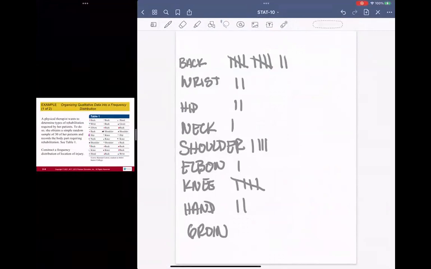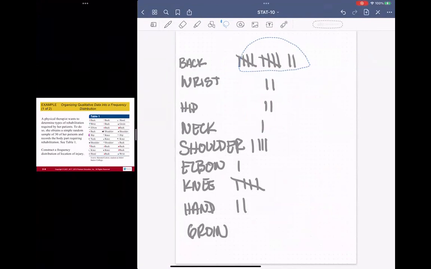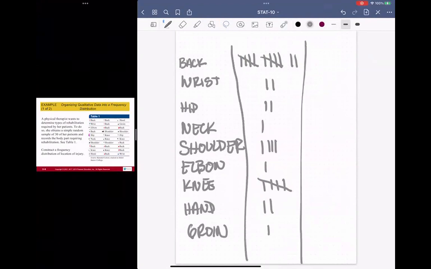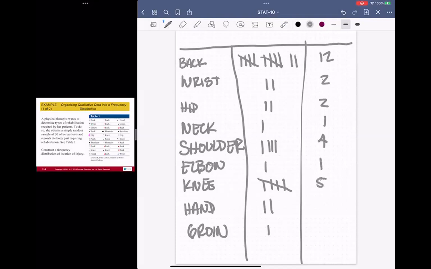Let's just make it a little bit prettier. And we had one for groin. So now that we have our tally marks, or our frequencies, let's write an actual number associated with these frequencies. So for back, we said we had 12, wrist we have 2, hip we have 2, neck we have 1, shoulder 4, elbow 1, knee 5, hand 2, and groin 1.